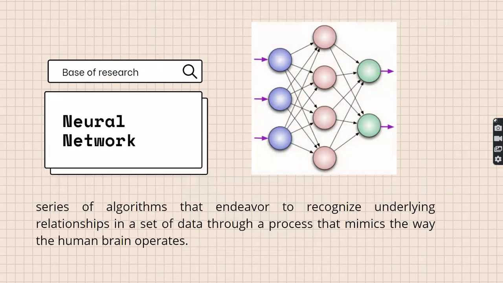What is the research based on? It is based on neural networks, a set of algorithms that represent the human brain's operation in technological form. It endeavors to recognize underlying relationships in a set of data.